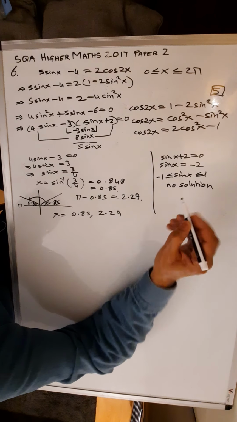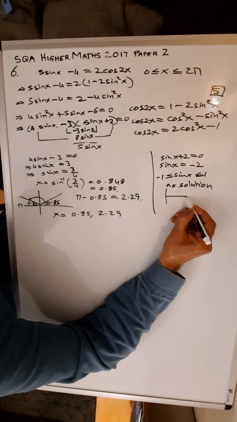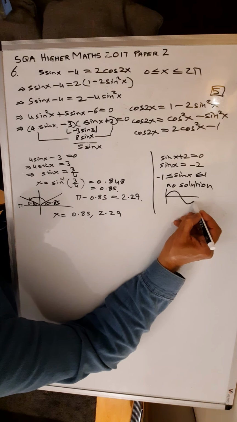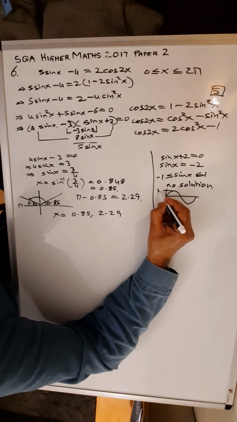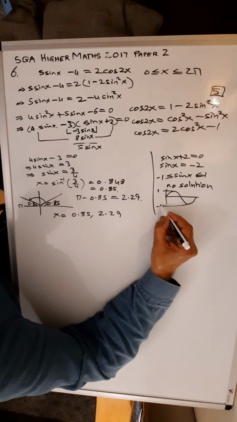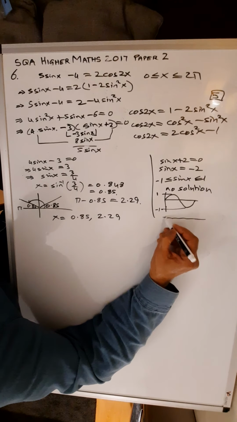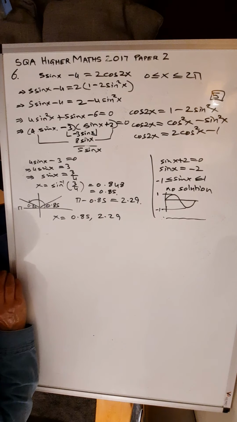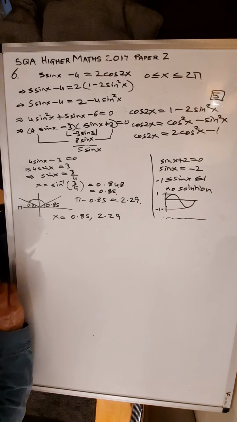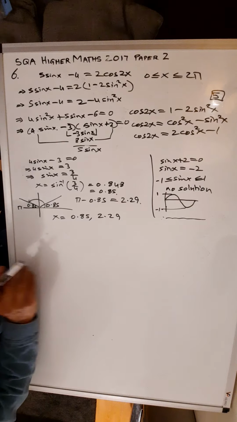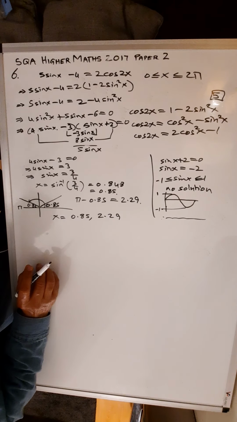Okay, so this is your only solution. For your sine curve, your maximum is 1, minimum is minus 1. There's no sine curve at minus 2. Minus 2 would be down here somewhere. The sine curve doesn't go as far back down as that. So that is your solution for 5 marks.